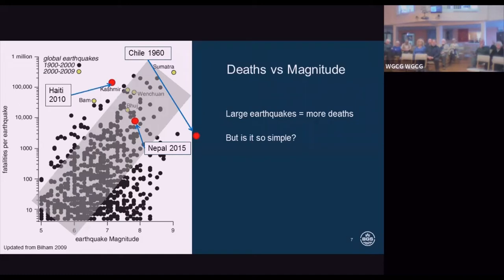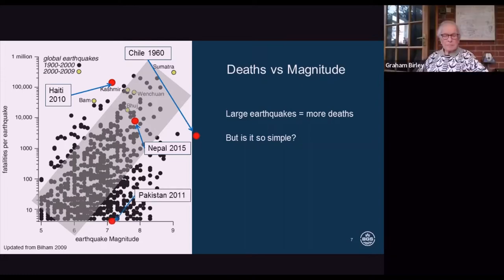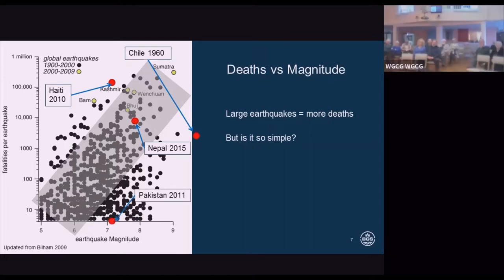This is Haiti in 2010, which you may remember seeing in the news. A magnitude 7.1 earthquake killed around 100 to 300,000 people. That's a lot of people to kill in one earthquake. In the same size earthquake, a magnitude 7.1 in Pakistan, a year later, only 3 people died. So why does the same size earthquake in Pakistan kill 3 people when Haiti killed 300,000 people?